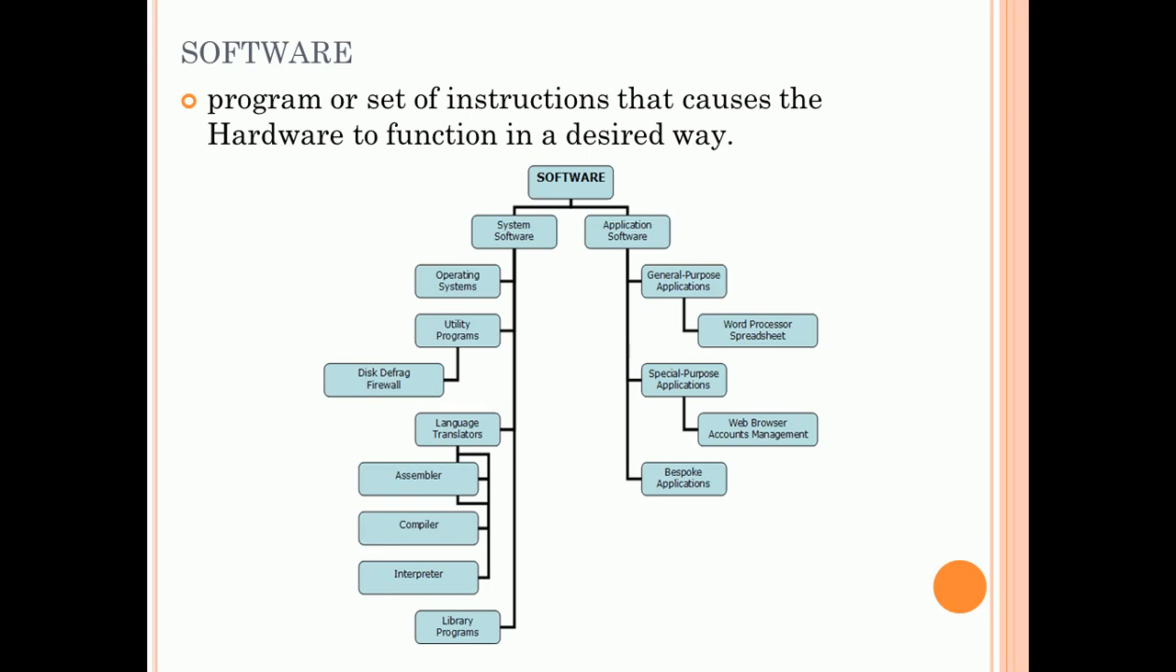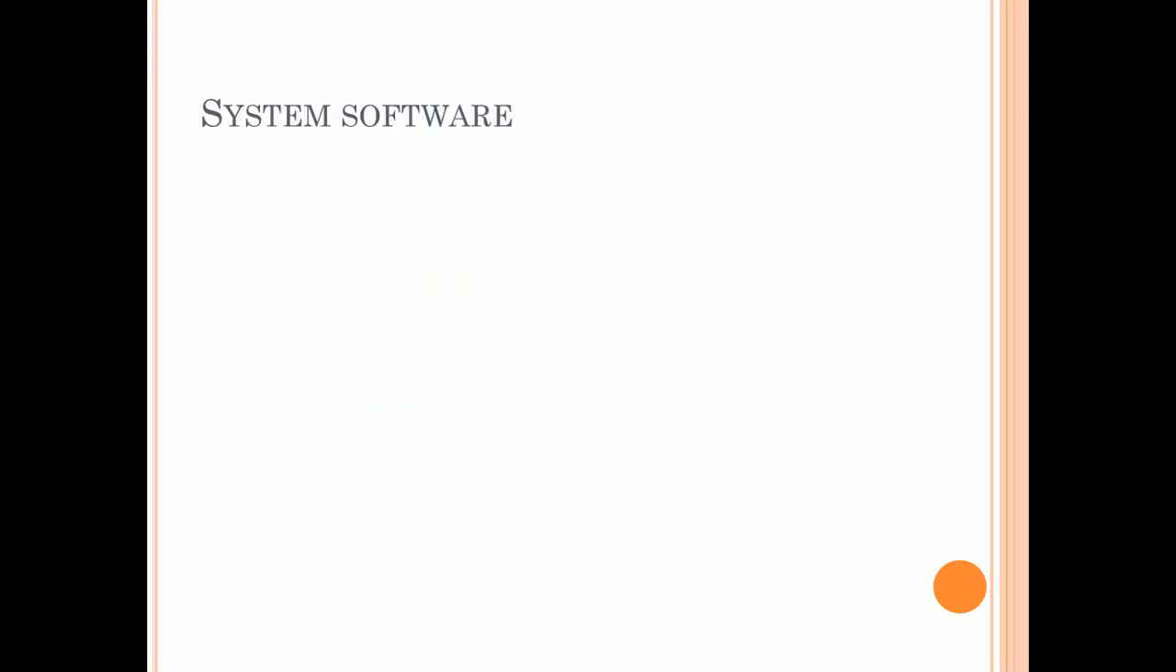The system software is used where the system is required to run. That is called system software. The system software is made for the system and application software is made for the user. That is the main difference. So the system software is used for the working of the system only, and application software is used for the service of our user. Okay, that is the difference between system software and application software.